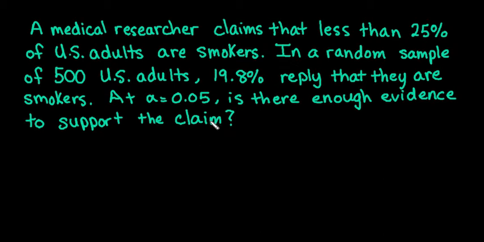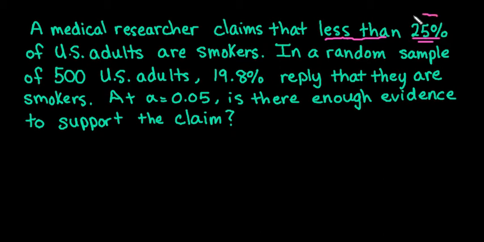So when we are going through this, I know that I identified the video as being a 1 proportion z test, but you're not always going to have that information. So knowing the conditions helps you to trigger when to use specific hypothesis tests. So what we have here is a medical researcher claims that less than 25% of US adults are smokers.